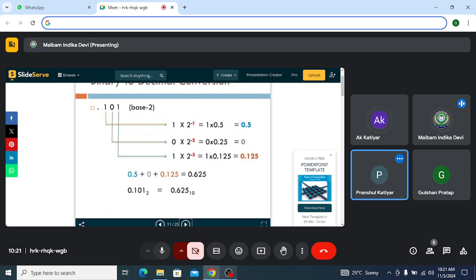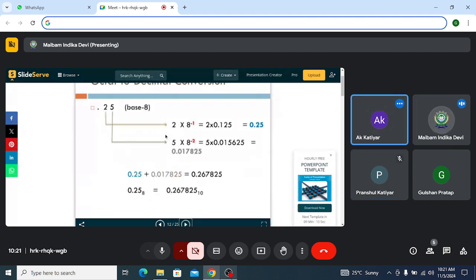Yes, ma'am. Okay, so this is about base 8, similar to before: 8 to the power 2, 8 to the power -1, 5 into 8 to the power -2, because it is base 8. You add it up and you get a decimal equivalent.